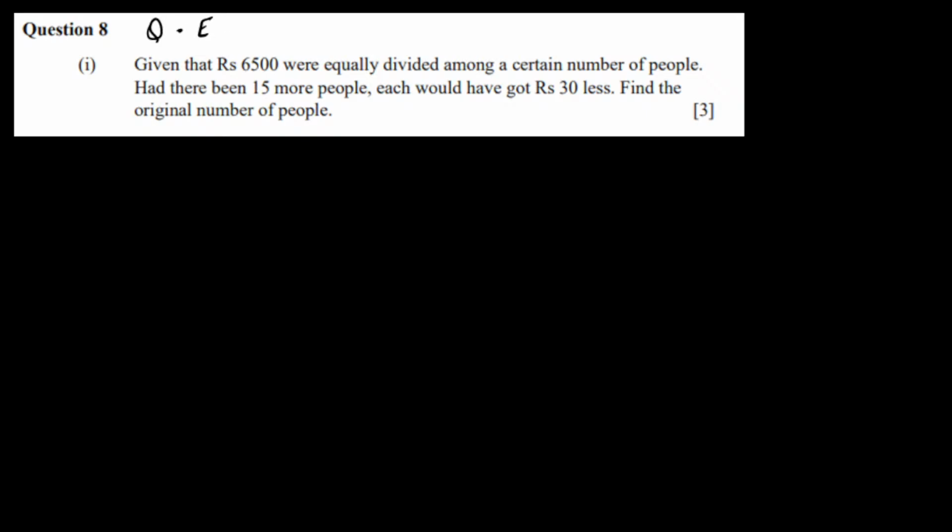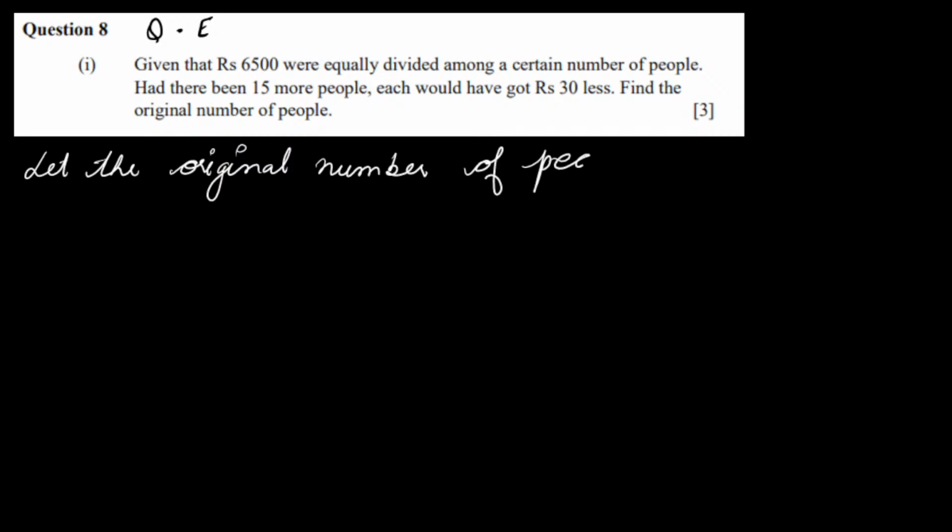So we have to convert the given information into a quadratic equation, then we have to solve the quadratic equation. For this type of question, like I told you when we did word problems, first of all whatever we have to find, the same thing we will assume as x. So find the original number of people, that we will assume as x. Let the original number of people be x.